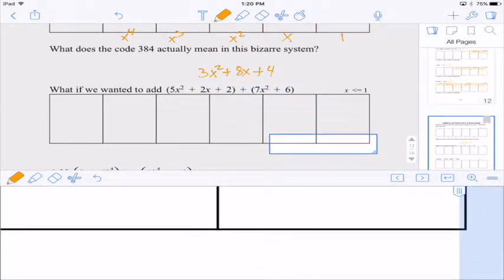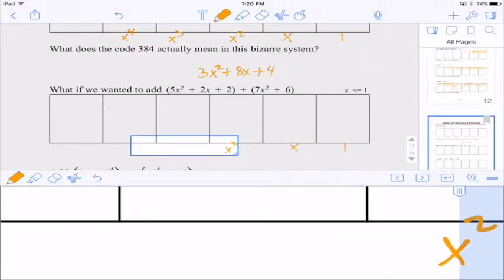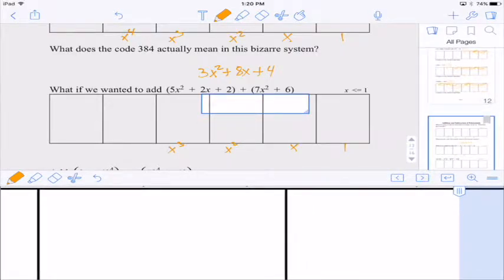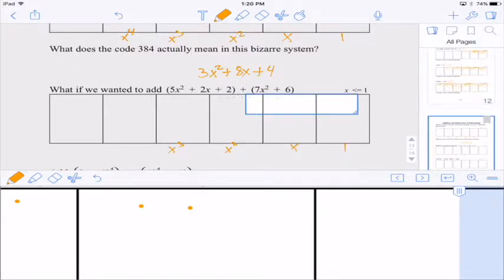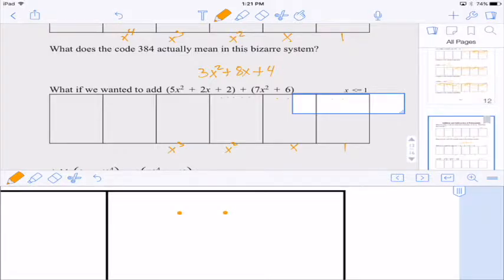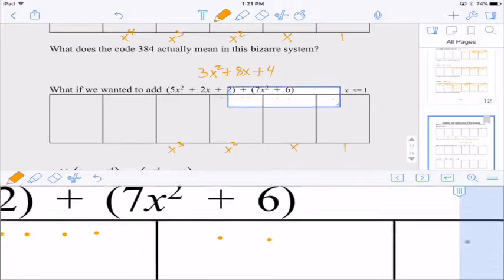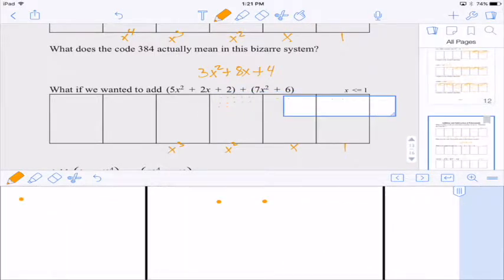to help us out. Remember, this is 1s, x's, x squareds, x cubed. Well, it doesn't even go that high. So we have, to start off with, 1, 2, 3, 4, 5 x squareds. Then we have 2 x's and 2 1s. And we want to add, so we want to increase 7x squareds. So we got 1, 2, 3, 4, 5, 6, 7, and 6 1s. 1, 2, 3, 4, 5, 6.